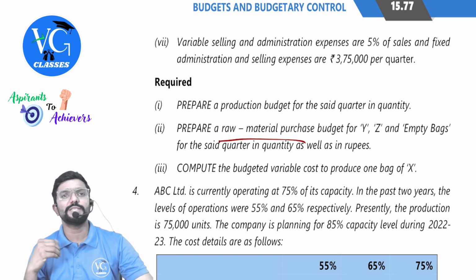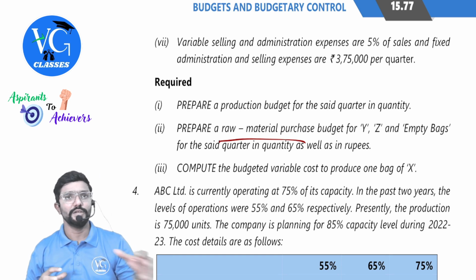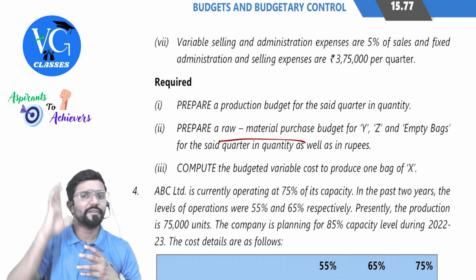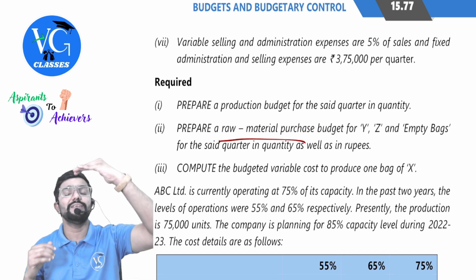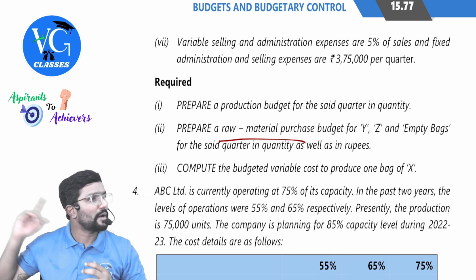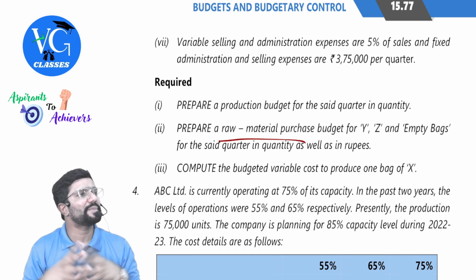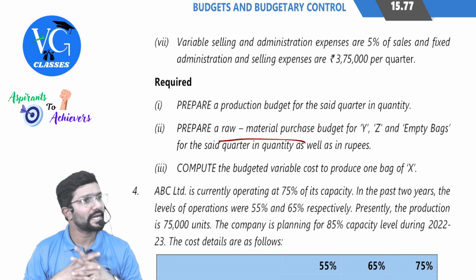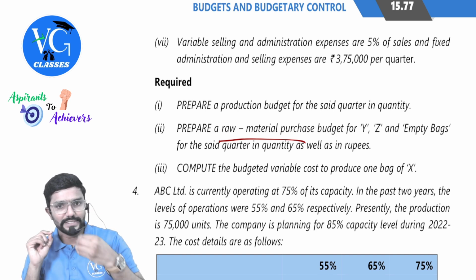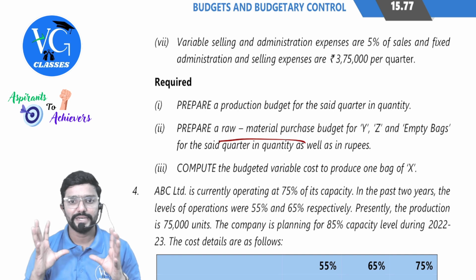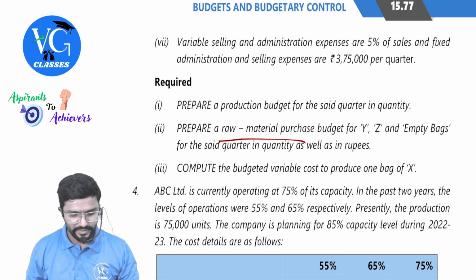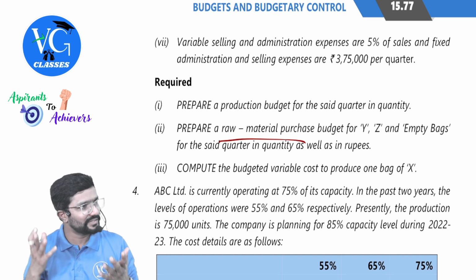Guys, they have asked raw material purchase budget. Before calculating raw material purchase budget, we should calculate what? Raw material consumption. Raw material consumption is based on what? Output produced. Anyway, first budget is production budget only. Based on that, I will calculate how much raw material I have consumed. For that, I will adjust opening stock and closing stock. I will get raw material to be purchased in quantity. Multiply with the price, you will get in rupees. Clear? Yes, sir. Then compute the budgeted variable cost to produce one bag of X. Okay, only variable they are asking. Fine, sir. Sure, we will do this. Easy one, when compared to what we did in the class.